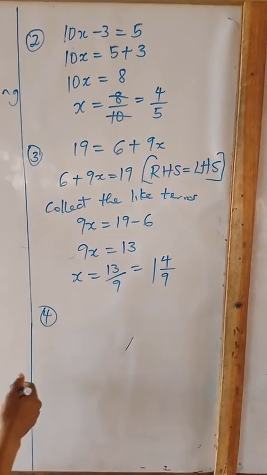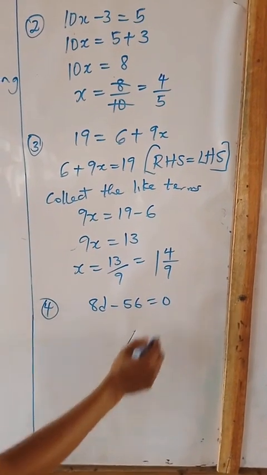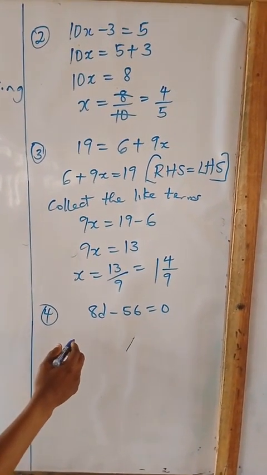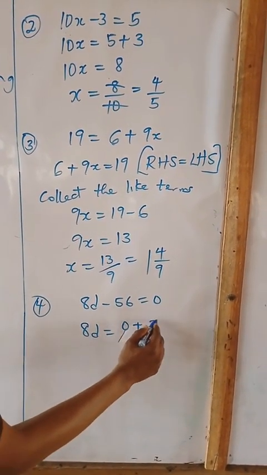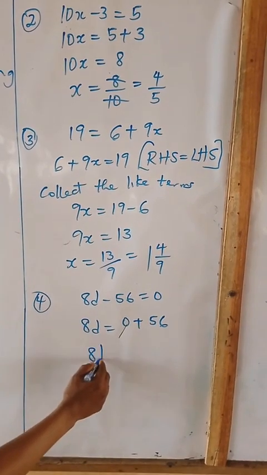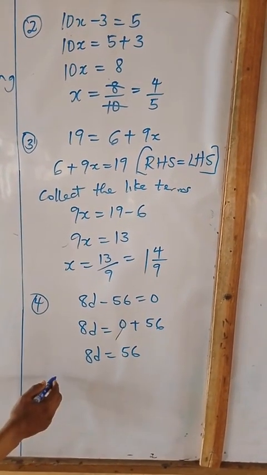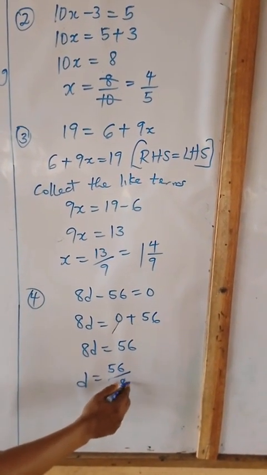Question 4. We have 8d minus 56 is equals to 0. So we are going to take minus 56 to the other side of the equation. Then we are going to have 8d is equals to 0 plus 56. 8d is equals to 56. Then we are going to divide both sides by 8. So d is equals to 56 over 8.